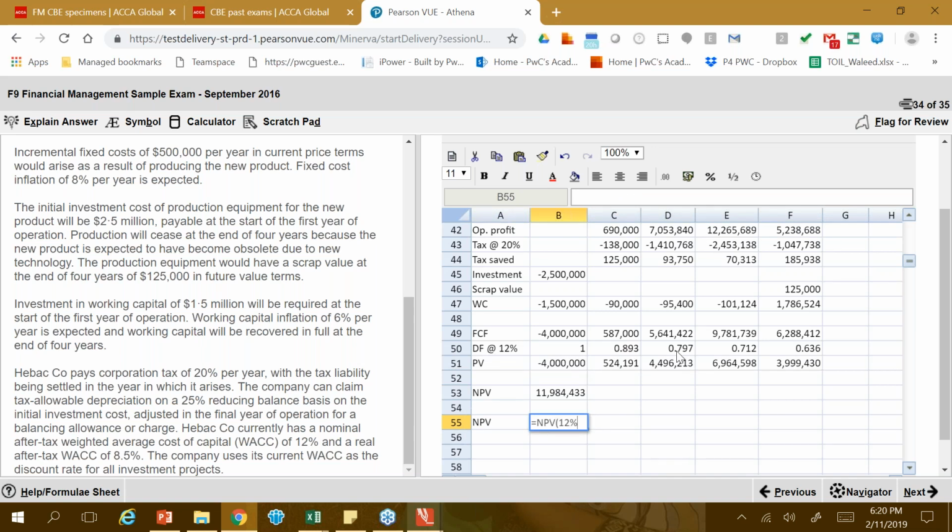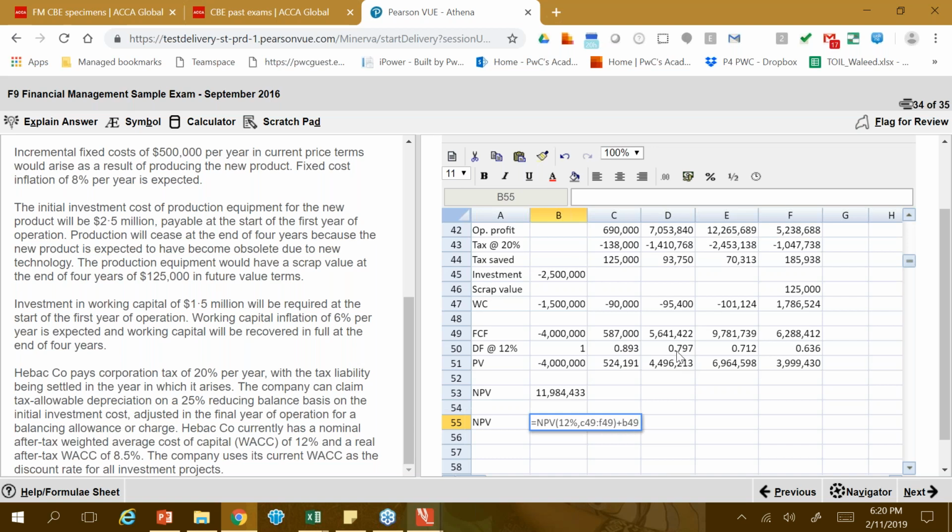12%. Then specify the range of free cash flows from year 1 to 4. So free cash flows of year 1 to 4 are C49 to F49. These are the free cash flows from year 1 to 4. And then add the investment separately, which is in B49.